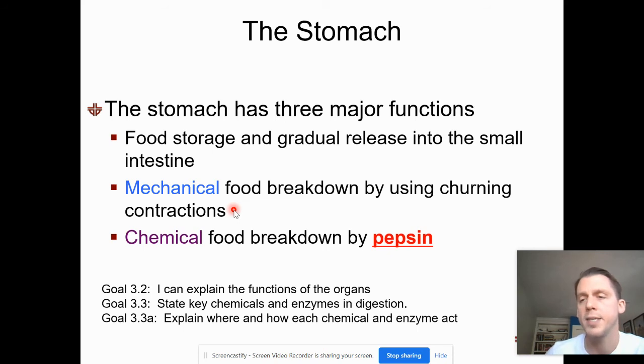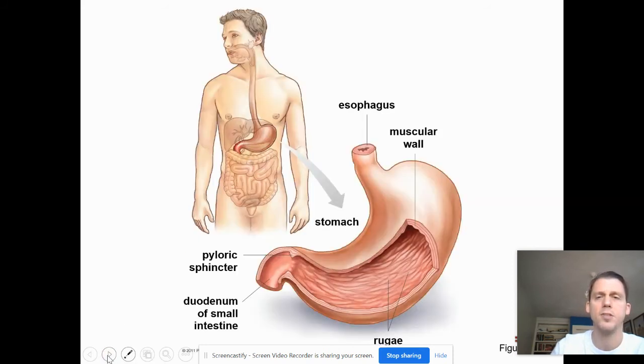What haven't we broken down yet? You may have noticed we haven't broken down lipids yet. We're just not that far in the digestive system. We've only broken down carbs and proteins. All right, there is your stomach.